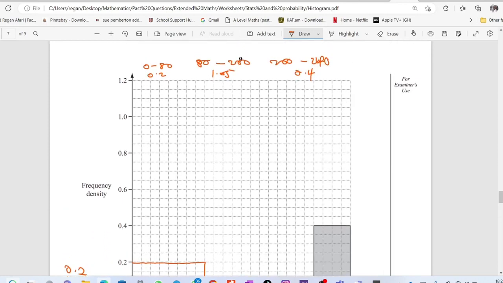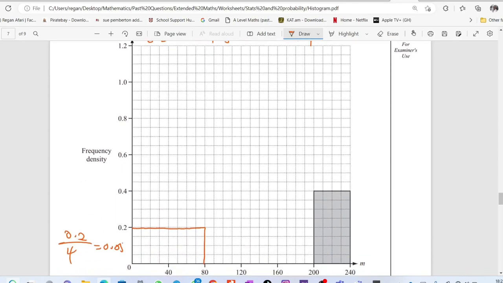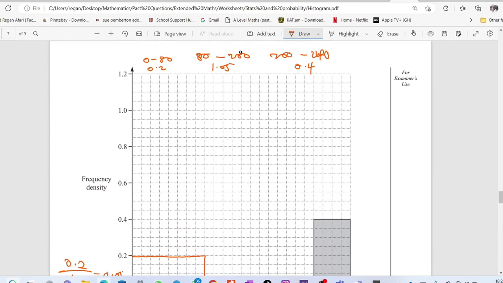Okay, now we want 1.05. So we have 1 here, so we can trace this up to 1 here. One tiny box is 0.05, so we can just add it right here. And then we connect them.